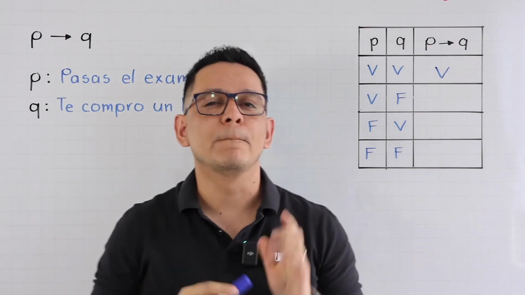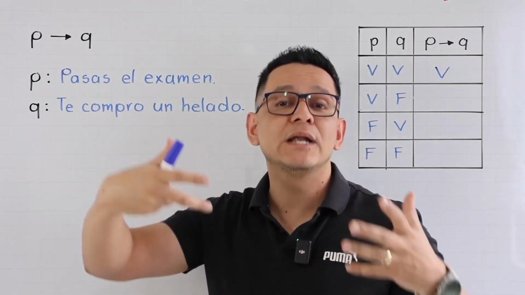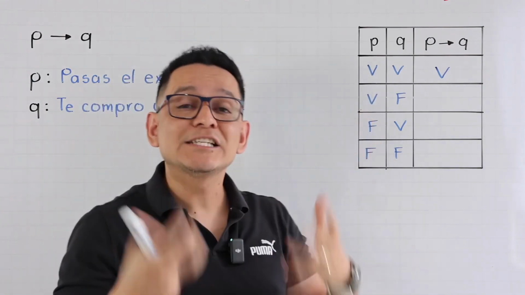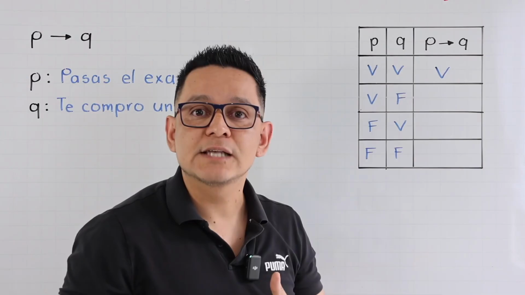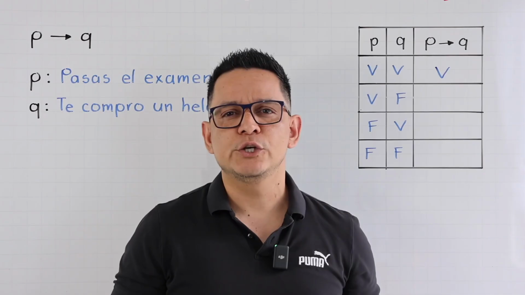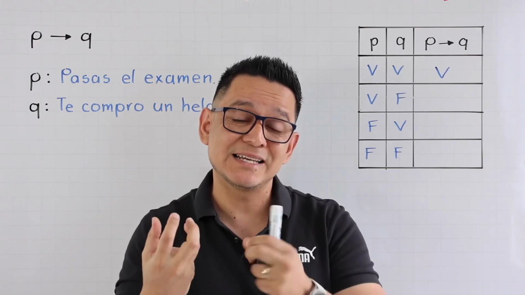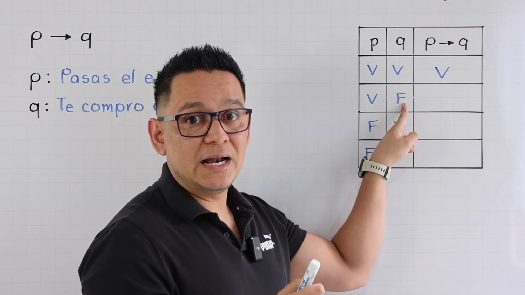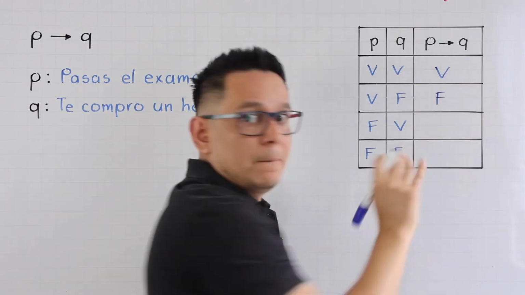Look now. We have another case. If you pass the exam, then I'll buy you an ice cream. In this case, look, proposition P is true. In other words, it's true that you passed the exam. Now, proposition Q is false. That is, it's false that I bought you an ice cream. Let me ask you, is the condition being met? No, the condition is not being met, because I promised you that if you passed the exam, then I would buy you an ice cream, right? And look, here it's false that I bought you the ice cream. Therefore, we're going to say that the condition is false. We're good so far, right?